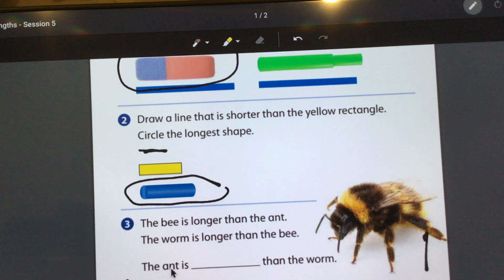Okay, so now it says the ant is blank than the worm. Here's my ant. If I compare it to my worm, it is shorter. So the ant is shorter than the worm.